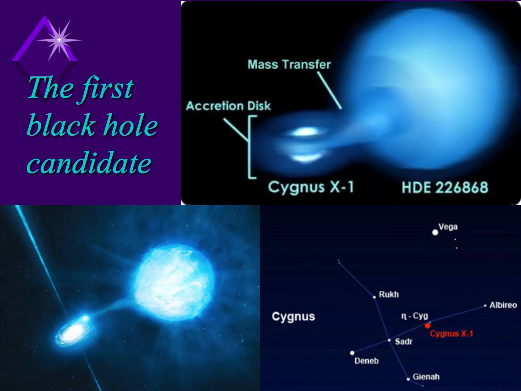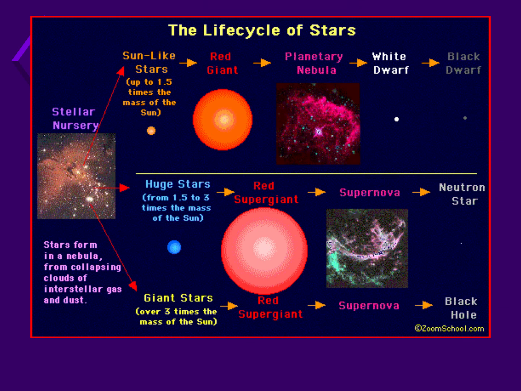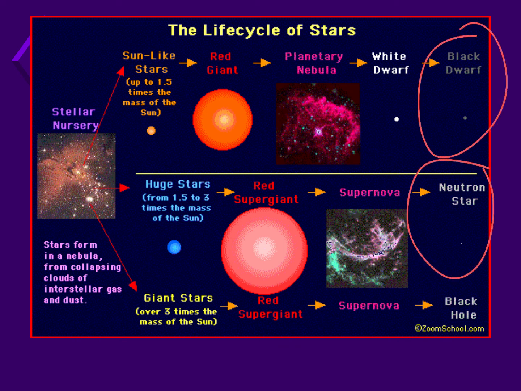The first black hole ever detected was called Cygnus X1 in the constellation of Cygnus. Though we couldn't see the black hole itself, we could see the accretion disk of material that was being stolen by the black hole from a companion star. Sometimes we can even see jets of X-rays being expelled by the black hole. Here you can see the 3 possible pathways ending either in a black dwarf, a neutron star, or a black hole.